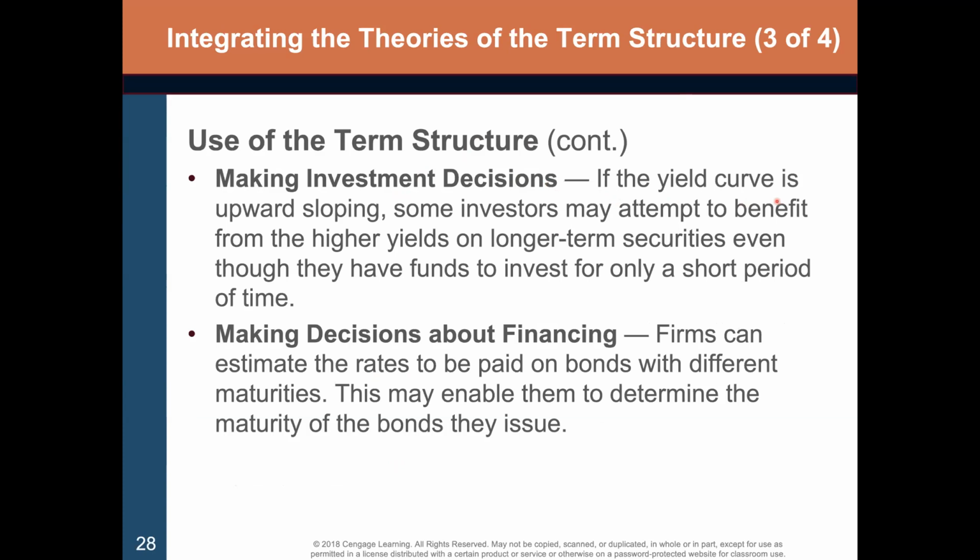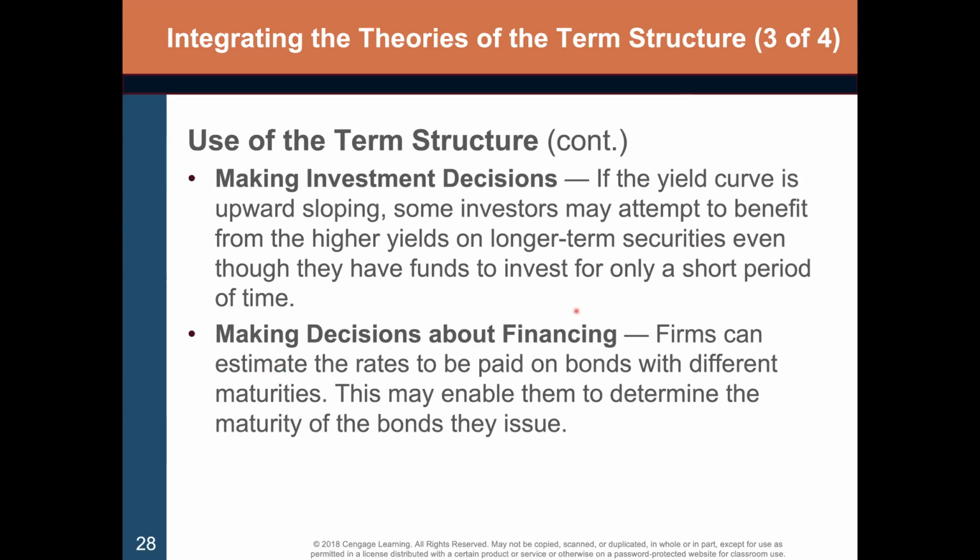We can use the term structure also in making investment decisions. If the yield curve is upward sloping, so the shorter term are lower interest rates or yields, and the longer term are higher yields, some investors may attempt to benefit from the higher yields on longer term securities, even though they have funds to invest for only a short period of time. So they'll invest in long term securities to try and get the higher yields, but they only have short term funds.